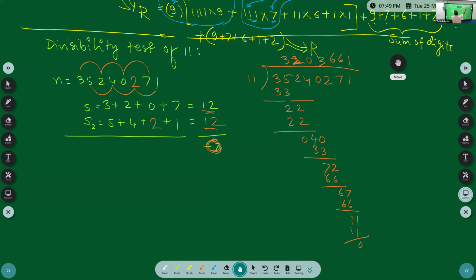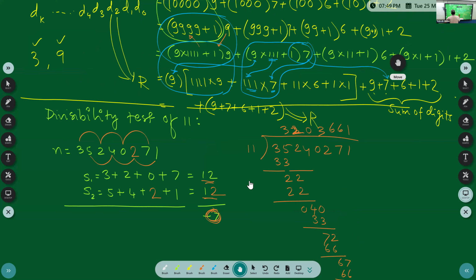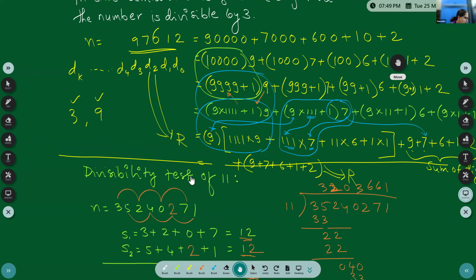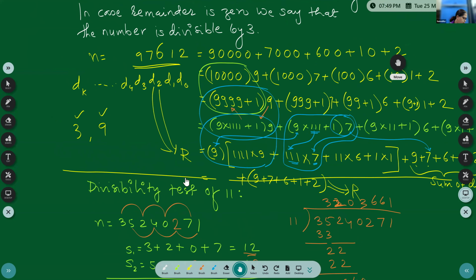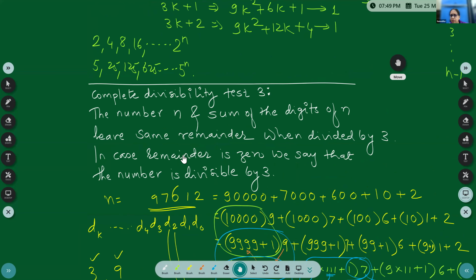I want to ask about the slide above, where we have written 5, 25, 125, 5 raised to n. Have we explained the divisibility test of 5 also? You were present in the last lecture. Okay, first tell me whether you were present or not. Yes, I was present.